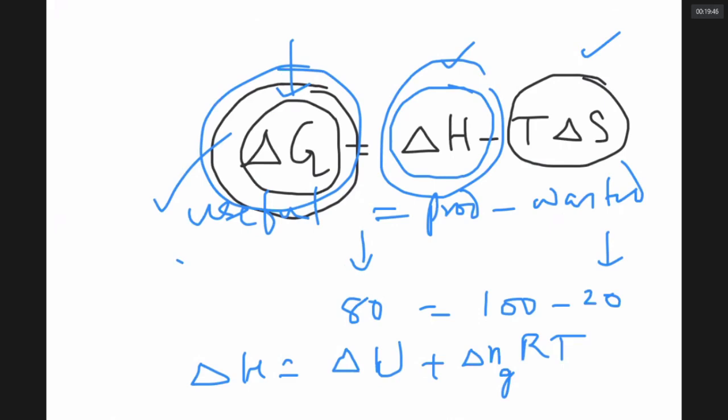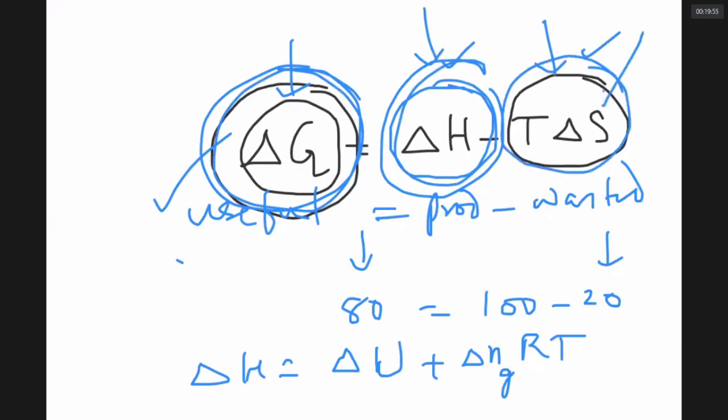So delta G is the useful part of the energy in any process, which is equal to the energy produced minus the energy wasted. Energy is wasted in terms of entropy change, that is randomness, indiscipline, irregularity of the gas molecules moving about, and T times the wastage, T delta S. Delta H is nothing but delta U plus P delta V. And P delta V is equal to nRT, so P delta V is equal to delta n RT, where you consider only gases.